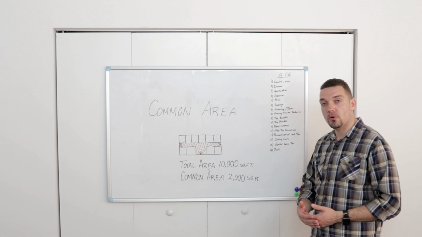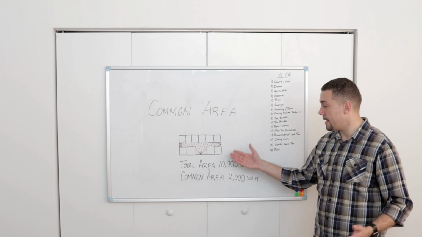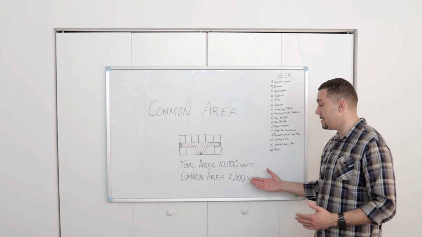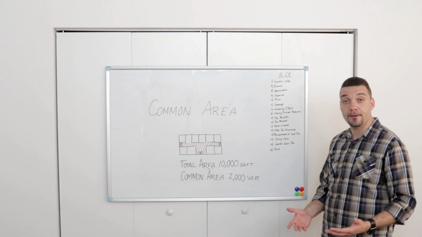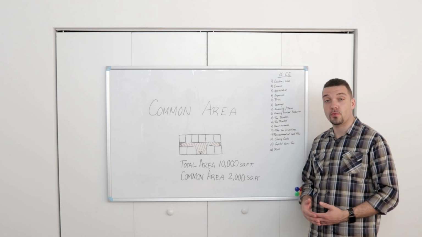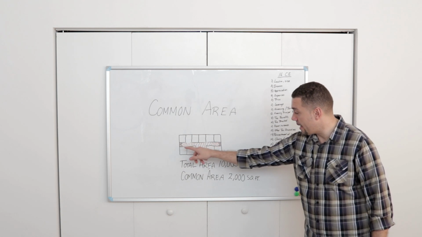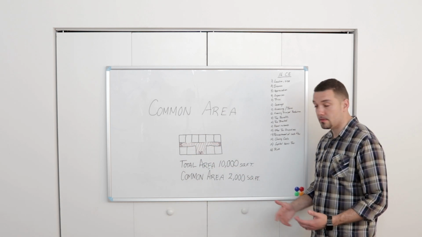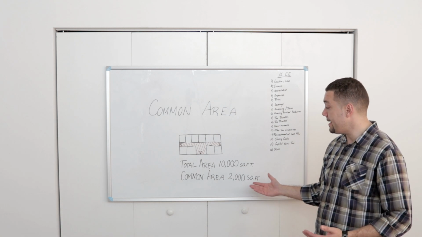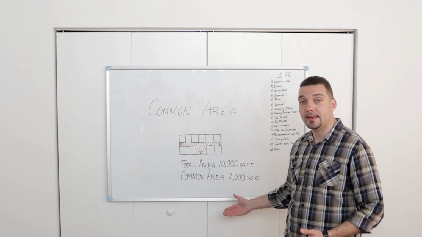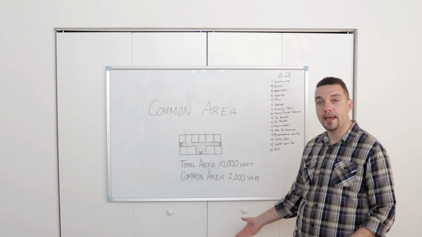So in this scenario, I've just laid out this rectangular building. Let's say the total area square footage is 10,000 square feet. The common area, so it's all of this hallway area, is, let's say, 2,000 square feet. So that means that 20% of this building is common area.